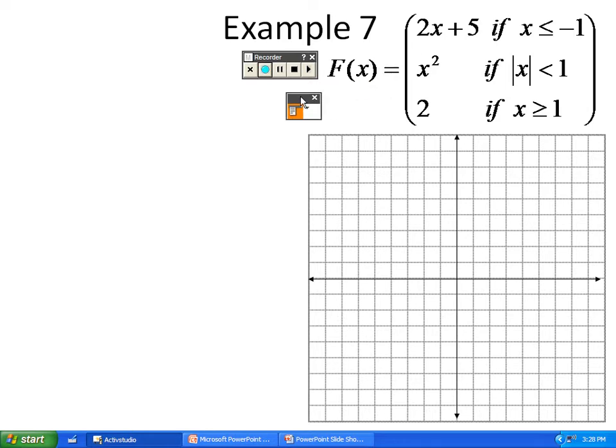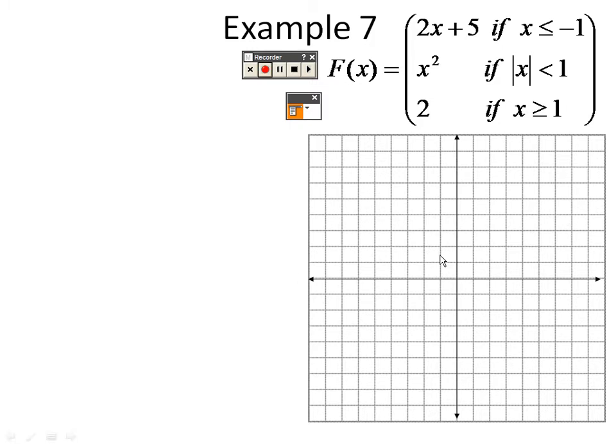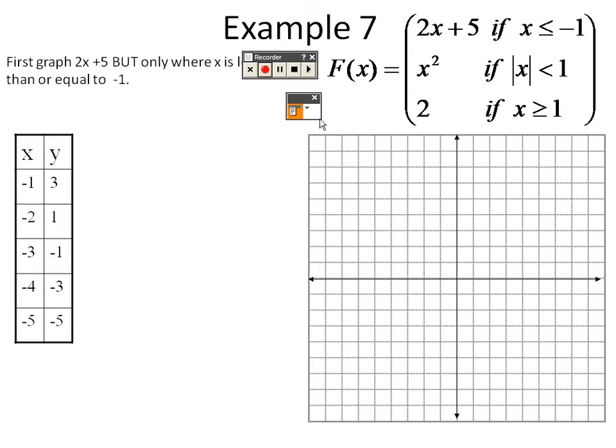So we're going to graph this equation, 2x plus 5. We only want it from -1 down, right? Anything less than -1. So what we're going to do is only graph points from -1, -2, -3, and so on because we only want it from -1 down.